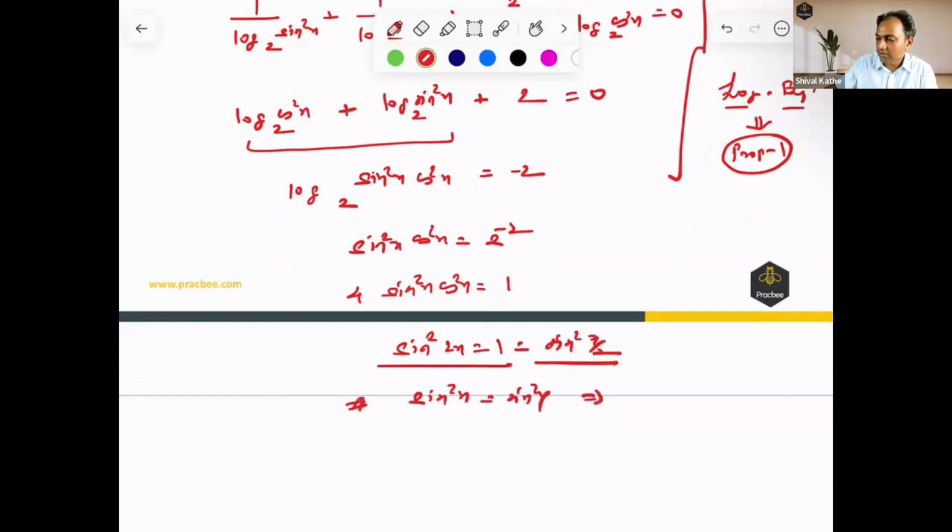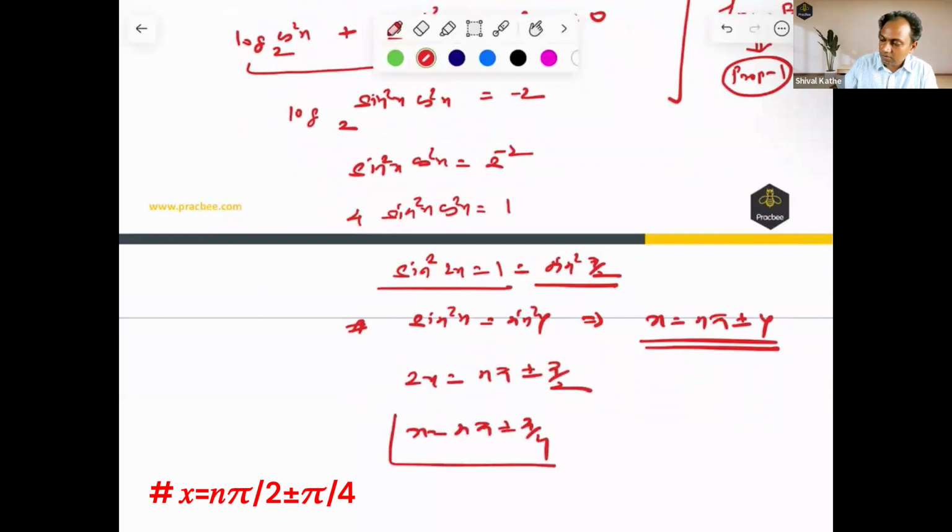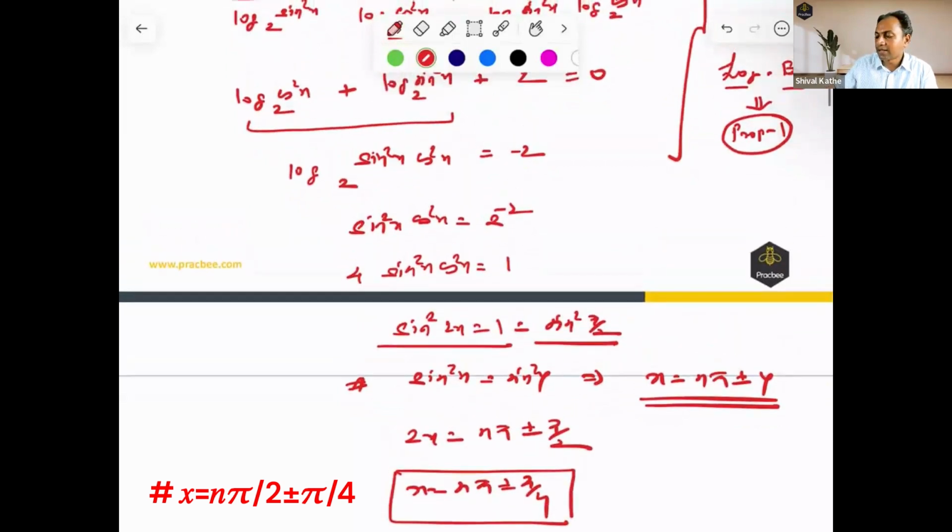What is the formula? Athira. This is the formula. So twice of x will be equal to n pi plus minus pi by 2. Or x comes out to be n pi plus minus pi. Is it clear? So you can see that little bit and a log we have taken.